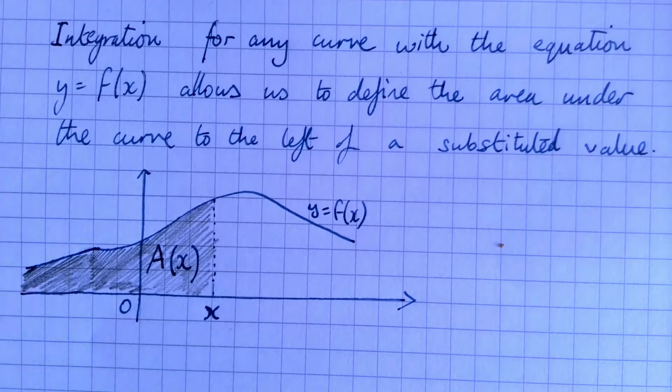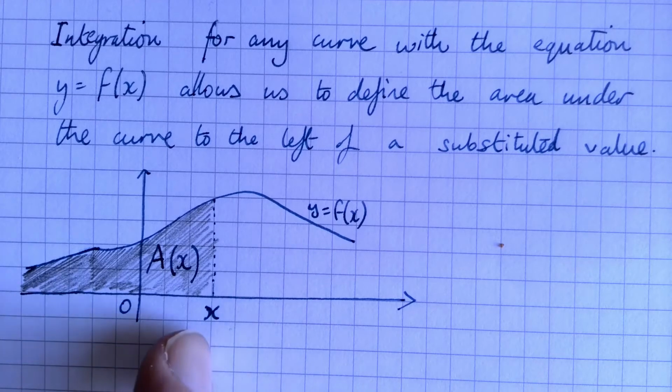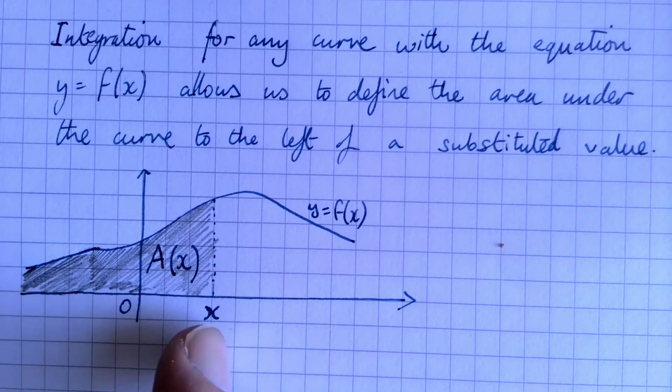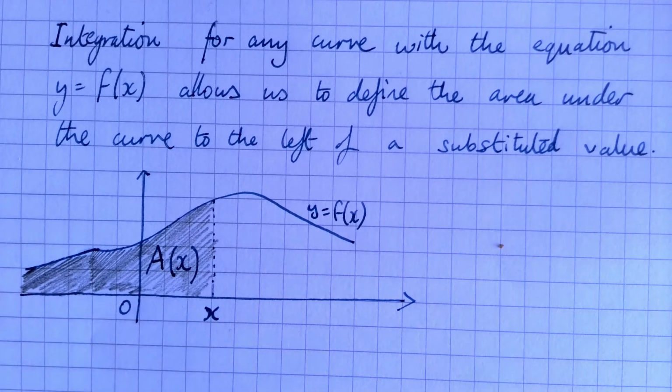So the integration for any curve with the equation y equals a function of x allows us to define the area under the curve to the left of a substituted value. So if you wanted to know the area all to the left of, say, 3, then you would put 3 into your integrated function, substitute that in, and that would give you the area. You'll see about that later.